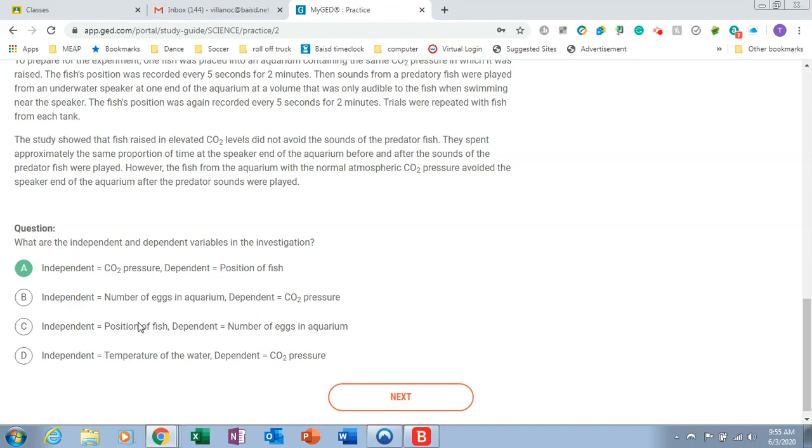And these other ones don't make sense with the eggs. The eggs were all the same. And then the temperature of the water would have to be the same too in all the tanks. So anyways, the only two things they were testing were the CO2 in the tank and the position of the fish. Those were the variables that change. Look for the things that are changing in the experiment to know what the variables are. The eggs and the temperature were not changing, so they were not variables.